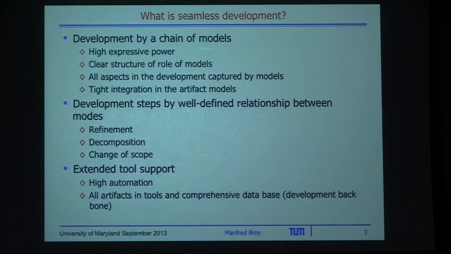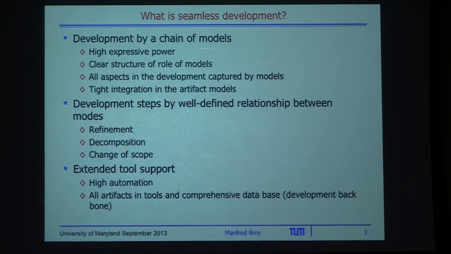Now, what is seamless development? Because I use this word in my title. Seamless development to me means that you do development by creating a chain of models. You don't have just one model, you have a number of models. What you need is a high expressive power. The idea is to capture all aspects of systems in these models. You have a tight integration of these models into your artifacts. By artifacts I mean a documentation of your engineering process, and you have a clear understanding of the roles of the different models.